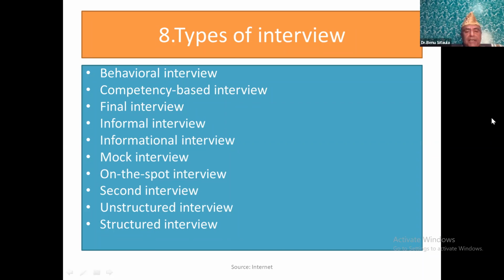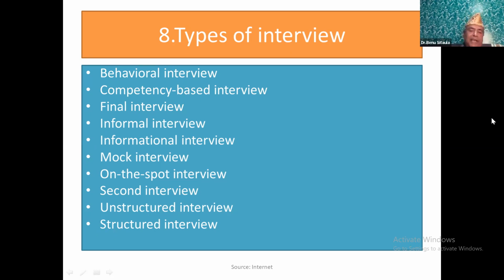And the next type of interview is the second interview. A second interview is the type of interview taken when one type of interview has been taken first, and the interviewer thinks that a second interview is also necessary for the candidate. Then the second interview takes place.